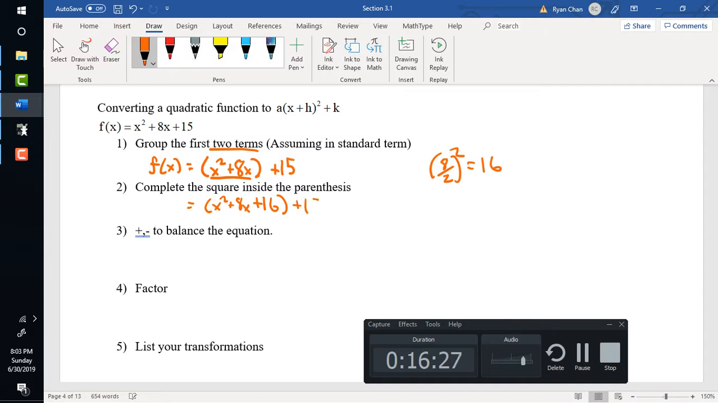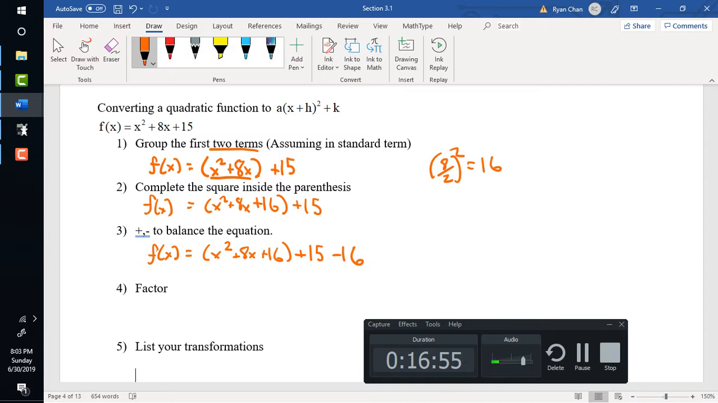Now, this is where it gets a little odd, because I'm only doing everything on one side. The f of x on the left, I don't really want to manipulate that. So I can't just add 16 to both sides. What I want to do is do the opposite on the other side. So I'm going to say plus 15 minus 16 like this.